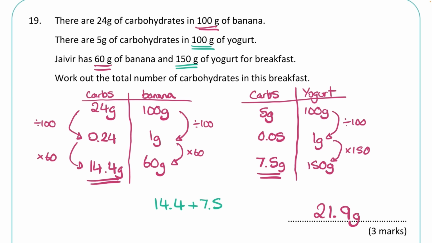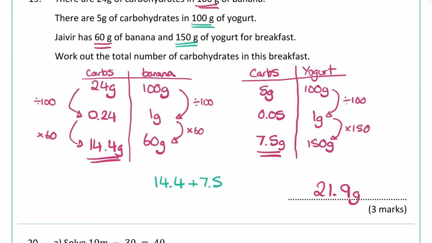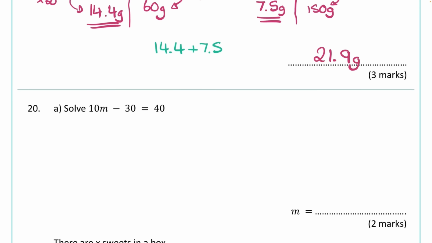Now, it seems like quite a lot of working out there for 3 marks, but actually, it's only because I've drawn the tables and I've written down every single step in between. If you were happy with this, you could type that in one go, 24, and just press divide by 100 times 60, write down the number. The same with the carbs, divide by 100 times 150, write down the number, and then all of a sudden it seems like not very much working out at all. But as I've written everything down and kept it very visual, it does look like a lot more working out than we've necessarily had to do. But there we go. A bit of direct proportion, 21.9 grams.